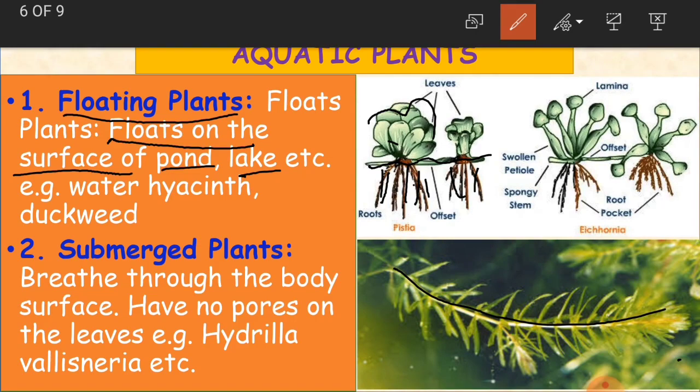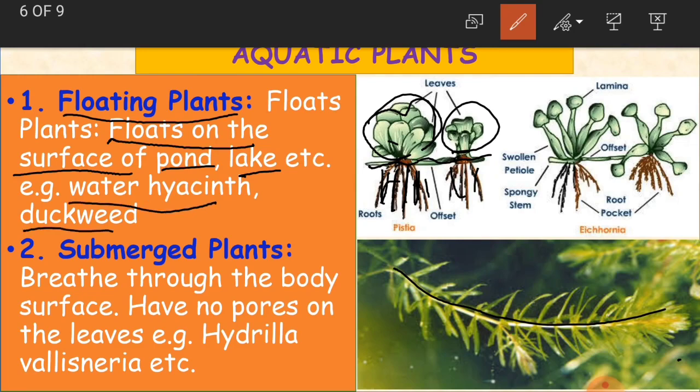If you see the picture, you can see the roots inside the water and the leaves above the water. These leaves float on the water. Even the flowers float on the water. Such plants are called floating plants. For example, water hyacinth and duckweed, okay children.